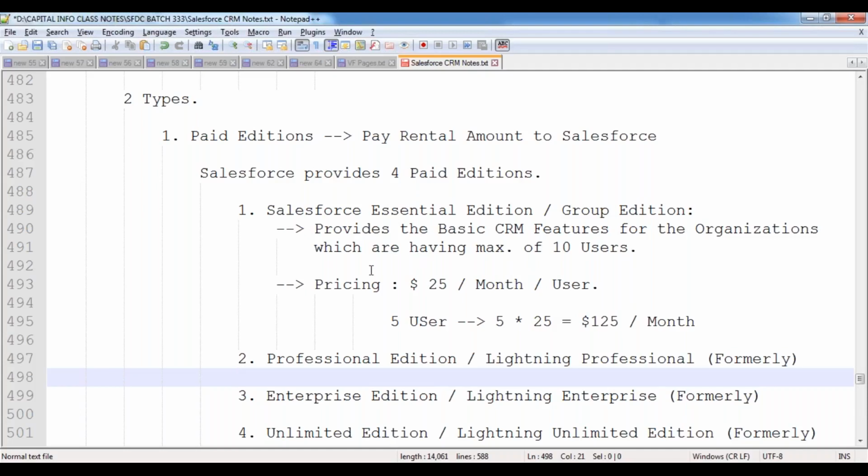So Salesforce Essential Edition has been designed by Salesforce with very limited features, only the basic CRM functionalities, for organizations with a maximum of 10 users. Only for small organizations have they designed this Salesforce Essential Edition. Now the next one, the second edition.